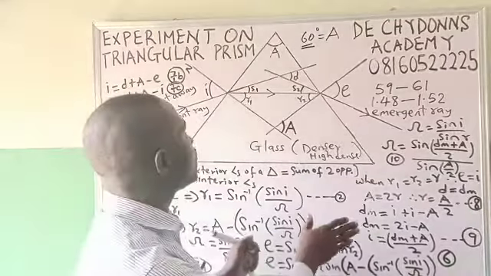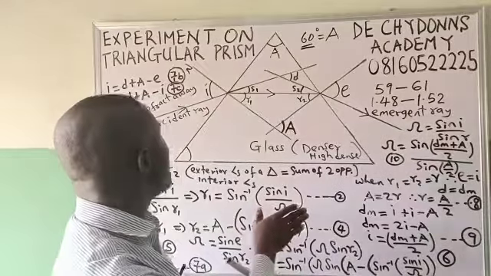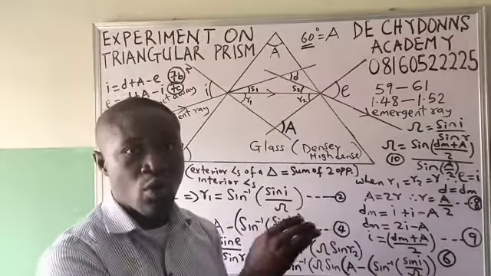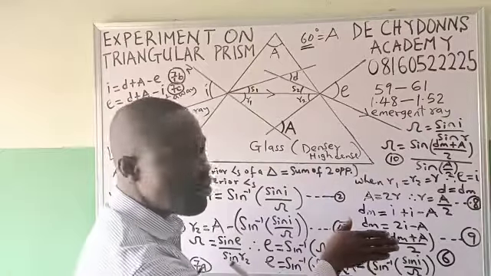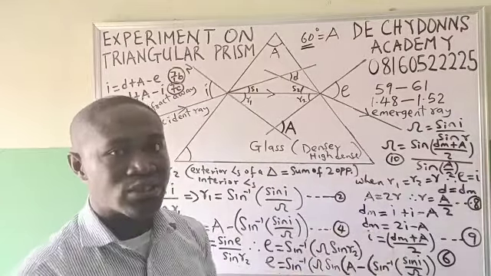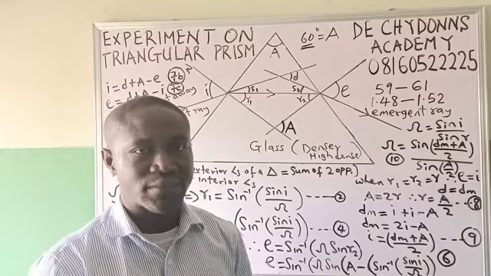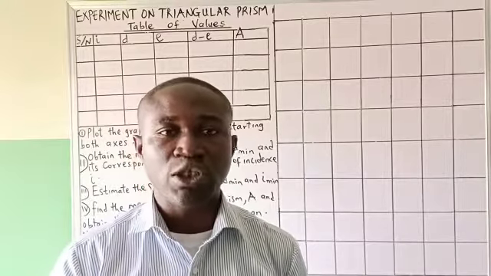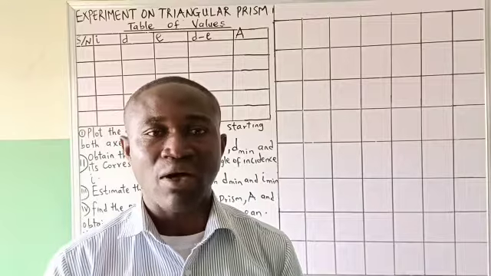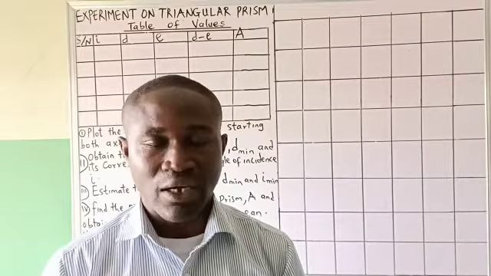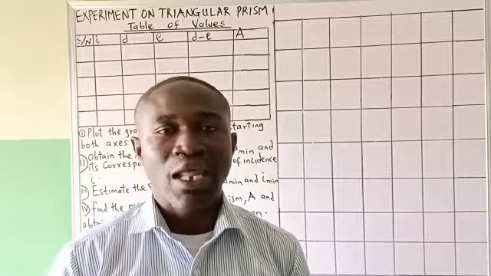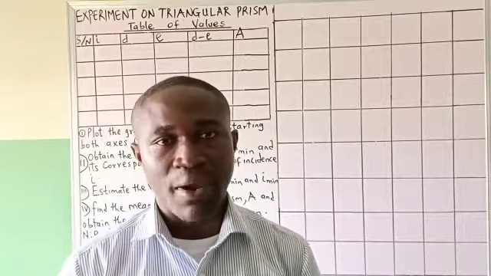This is part 1 of this major experiment on triangular prism. In the next video, we will see how to use these formulas and get our table within minutes. Now we want to use those formulas to see how to make our table and plot our graph. Let's see how to apply it.